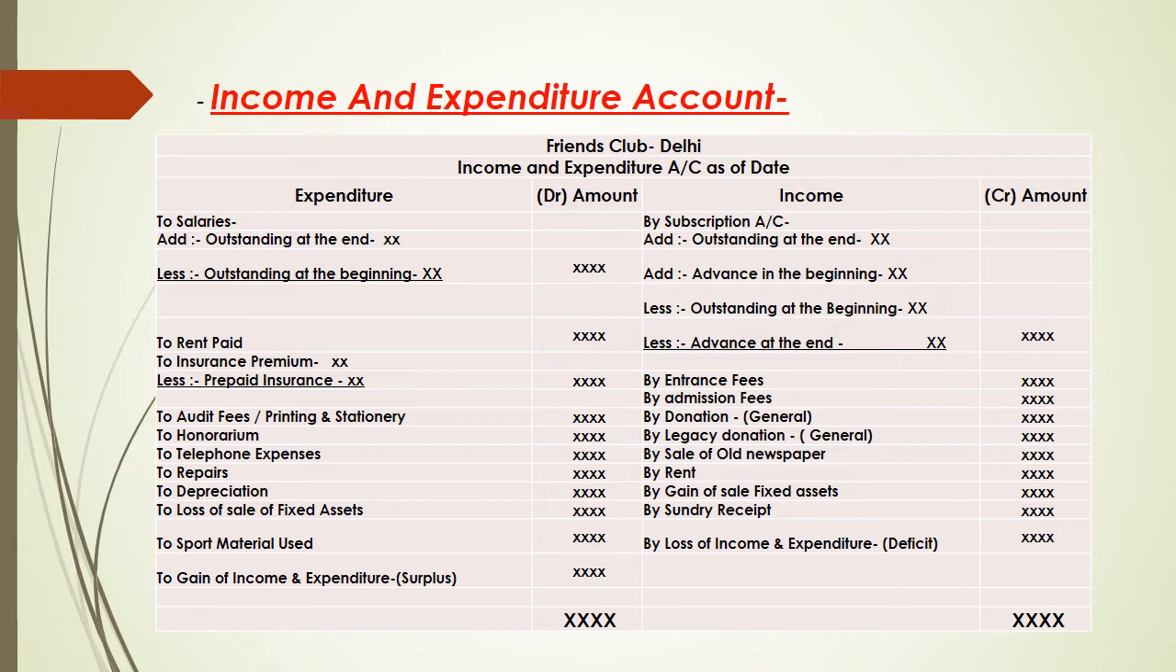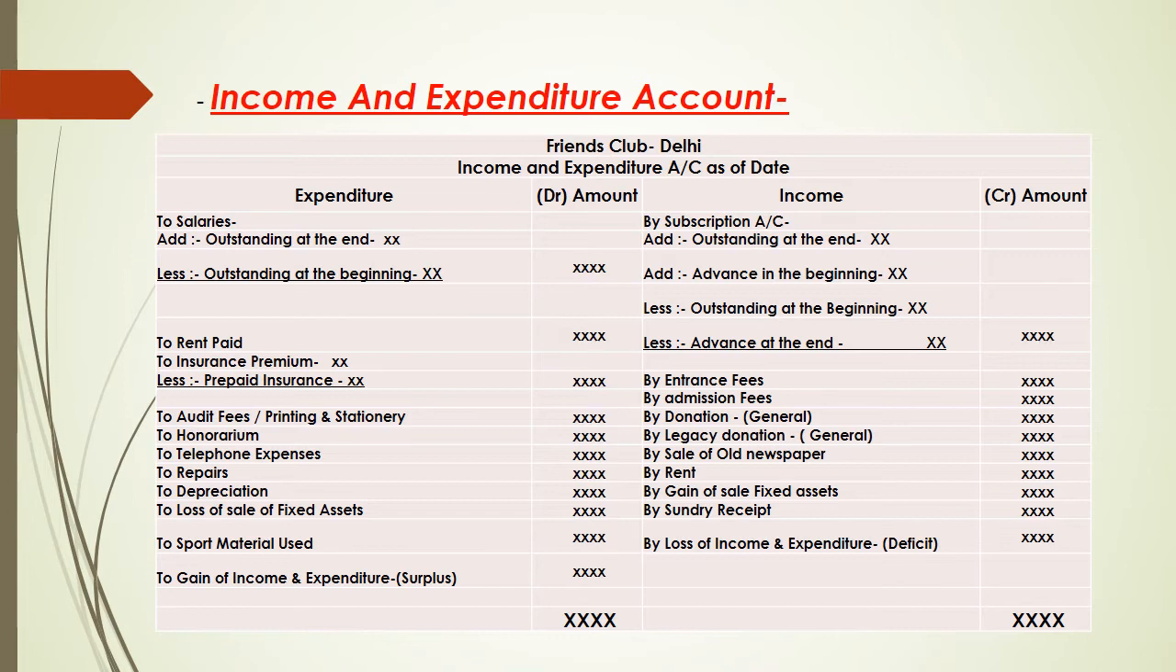Then rent, if it is received from any person, or any building rent received from a building tenant who has already hired that building from us. Similarly, if there is any sundry income received, that should be recorded. Or if any fixed asset is sold and we have received some extra amount after deducting the cost of that fixed asset, that is called gain on sale of fixed asset. That is an income and is recorded under the income side of the income and expenditure account.